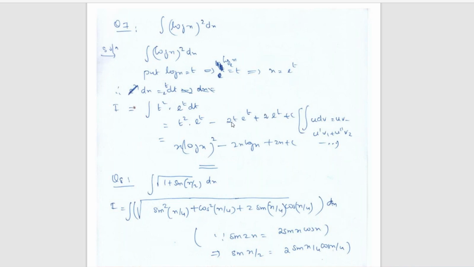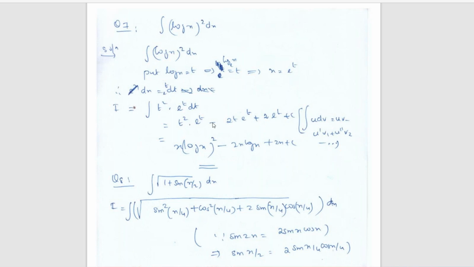What is u double dash? Differentiation of u dash. Differentiation of 2t is 2. Next, this is minus u dash v1 plus u double dash v2. What is v2? Integral v1. If you integrate e power t, then again you will be getting e power t. Next time, if you differentiate this, then you will be getting 0. So stop with this: uv minus u dash v1 plus u double dash v2.